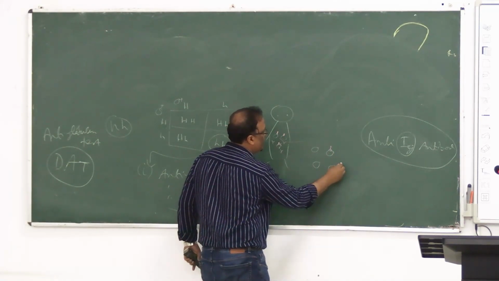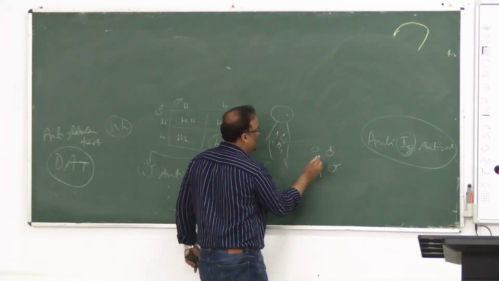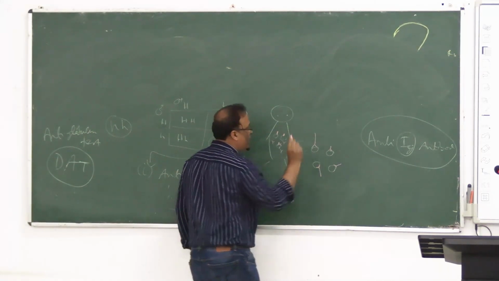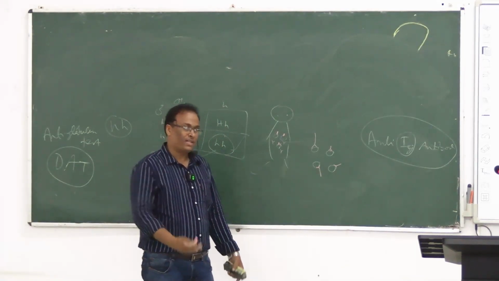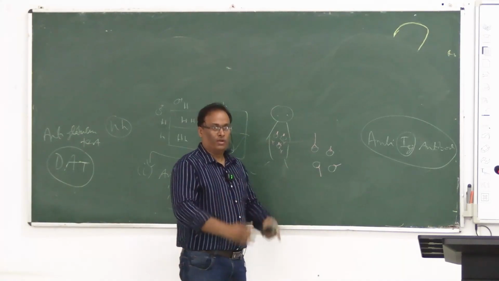and they are tagged with this type of antibodies, right? এইগুলো আমার অ্যান্টিবডি ট্যাগ করে আছে। These are already tagged. These are called the anti-RBC antibody.